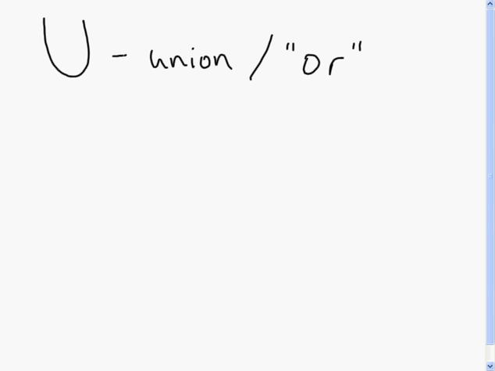So if you think about the union, I gave you a couple examples. The union of the North and the South. When those two came together, they put those two together to form the United States. So they took every state in the North, every state in the South, and they joined them together. The union of those two became the United States.